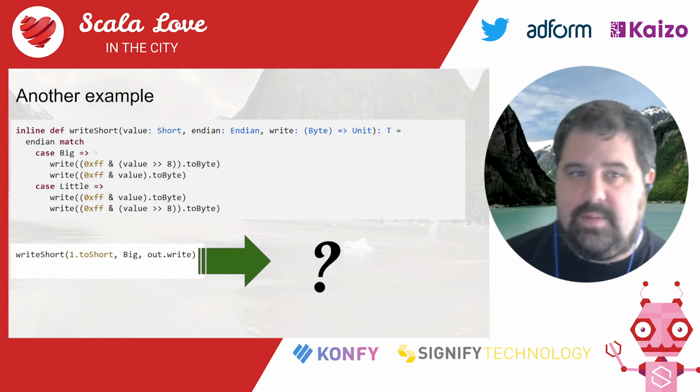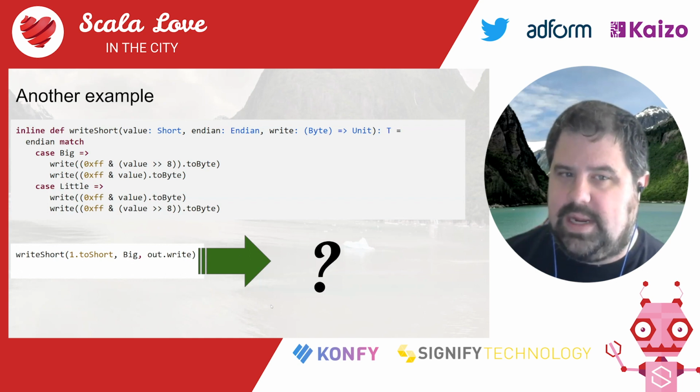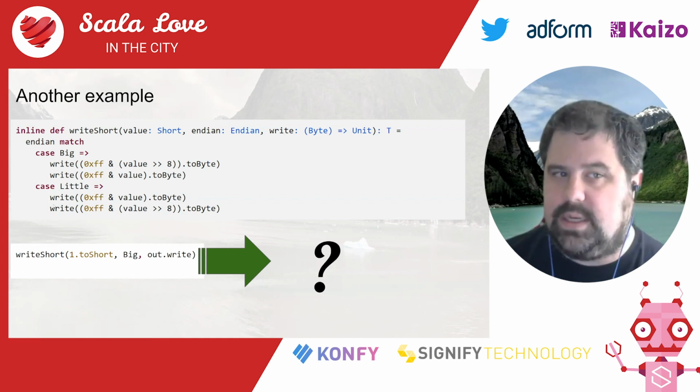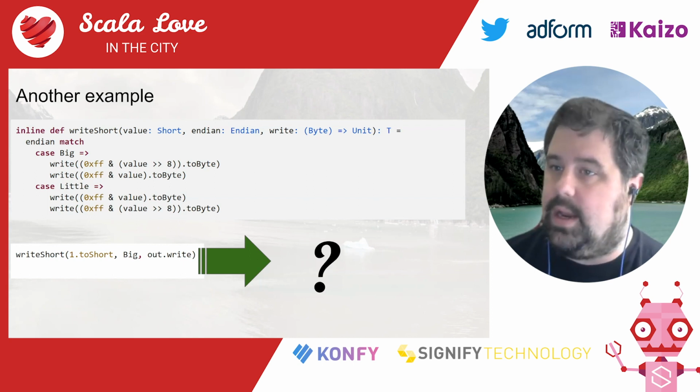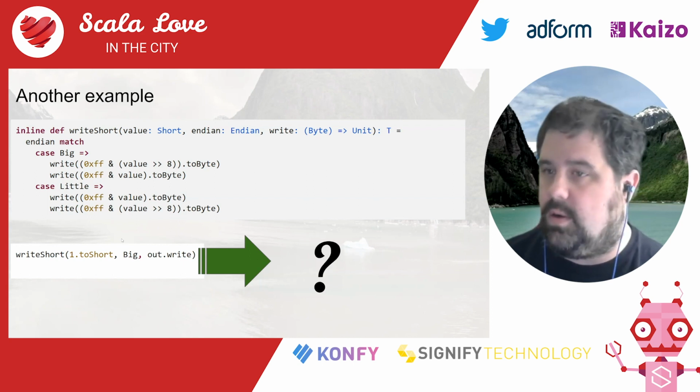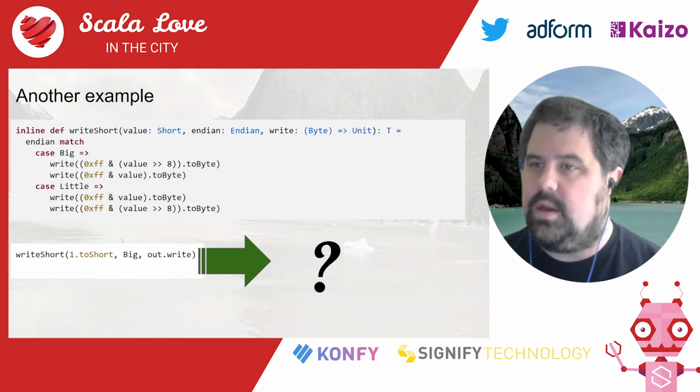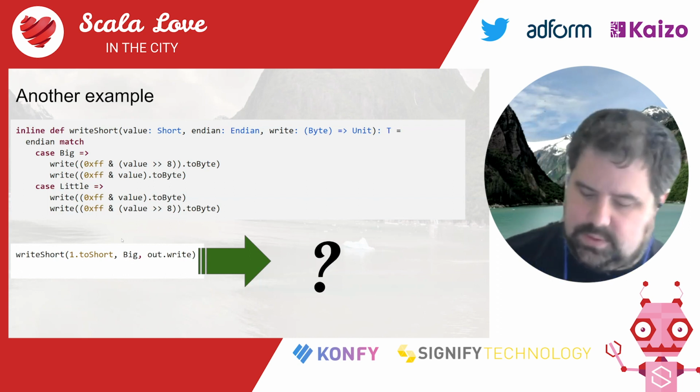But if I make this an inline method, what does my output look like? Can it erase this and make it so I know that the person said big here, and it only inlines the two write calls instead of inlining this whole thing, loops and jumps and matches and that sort of thing?